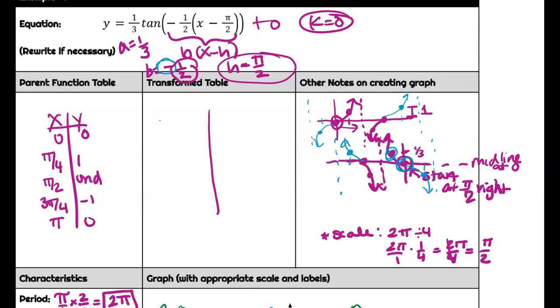And then our transformed table, so our b is -1/2, so x will be multiplied by -2, the reciprocal of b, and our h is pi/2 to the right, so we would add pi/2. Our a is 1/3, so y will be multiplied by 1/3, and we have no k. Then I'm going to take each of these x values and transform them using this little formula here. I'm going to multiply them by -2 and add pi/2. So here are the things that I would get.